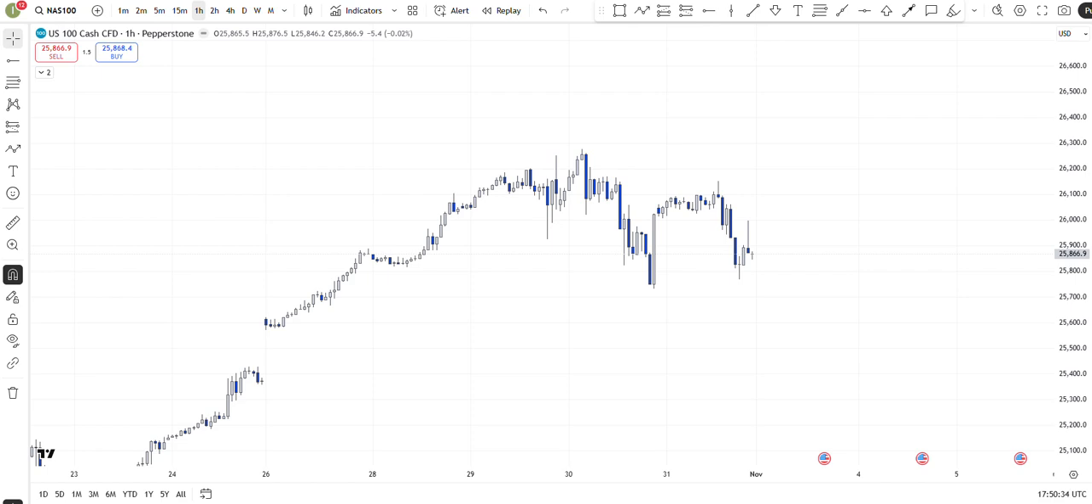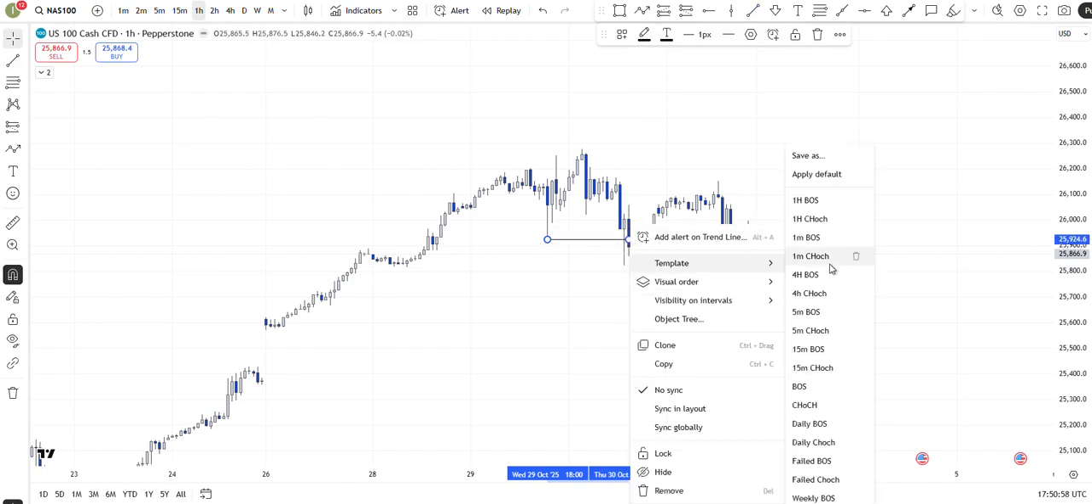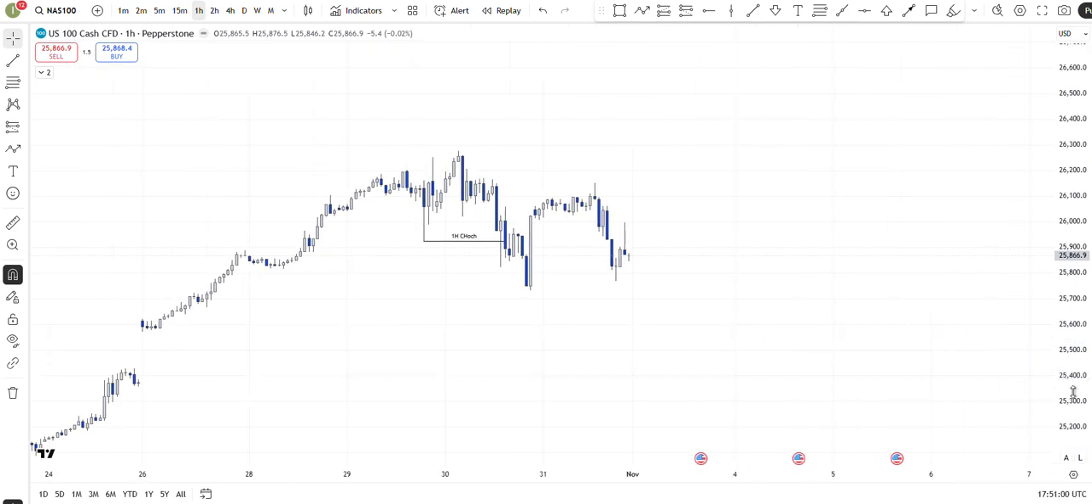So based off all of those characteristics that we've identified, we have our direction, and it's allowing us to say, well, the probability is it's going from here to here, and the market is going to react somewhere within this range. So, for example, if I take what we did earlier on, we have our 1 hour change of character here. So I'll identify this as my 1 hour change of character.